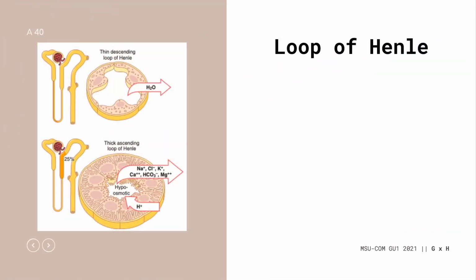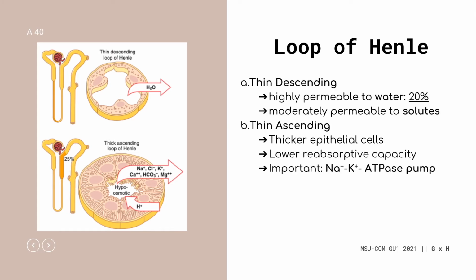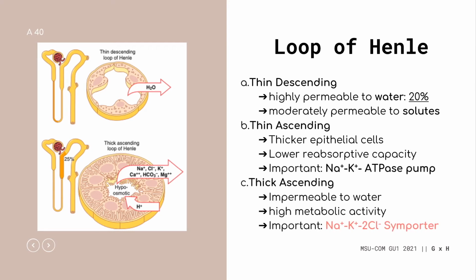The loop of Henle is divided into three functionally distinct segments: the thin descending limb, the thin ascending limb, and the thick ascending limb. The thin limbs of the loop of Henle, in contrast with the thick limb, have thin epithelial membranes without brush borders and have only a few mitochondria, causing minimal levels of metabolic activity.